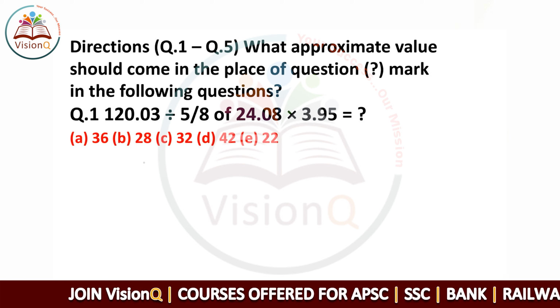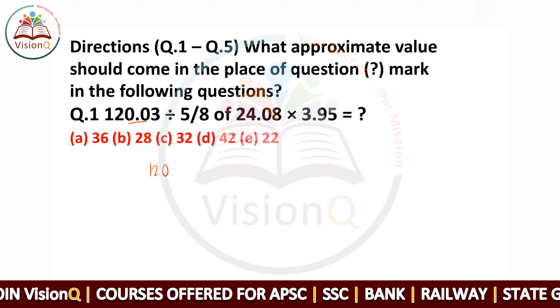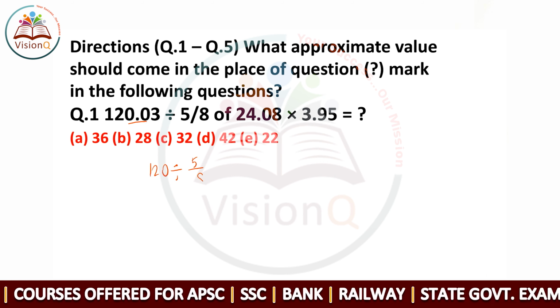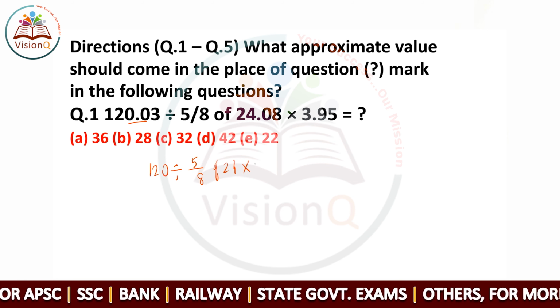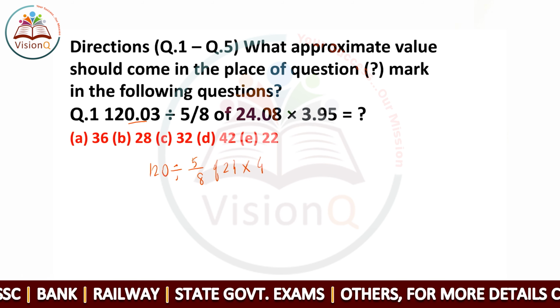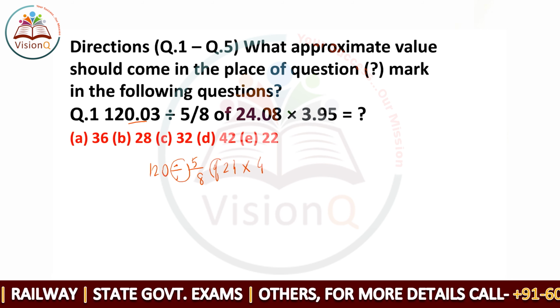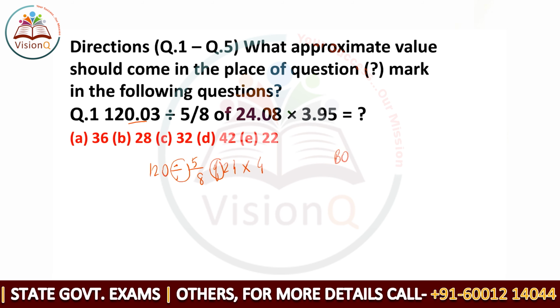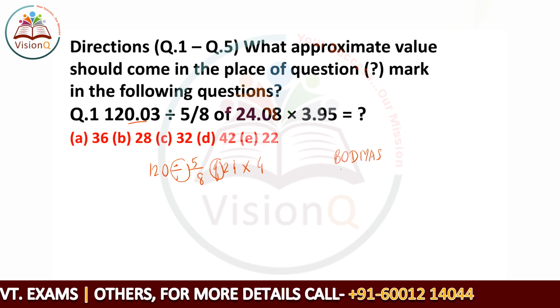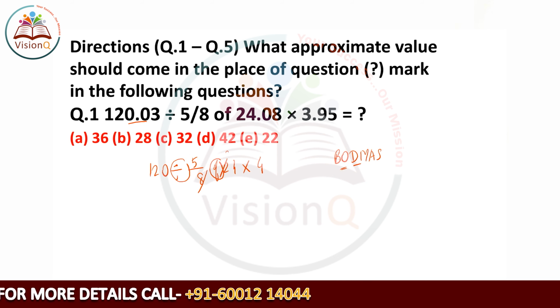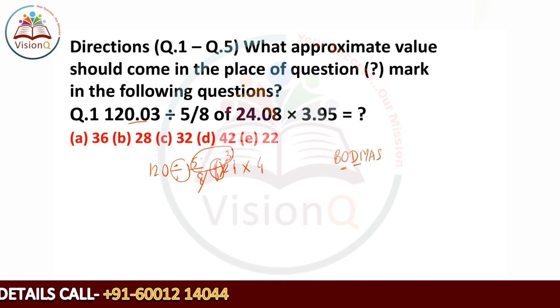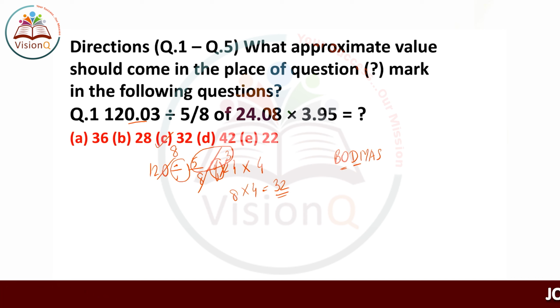The first question: 120.03 can be taken as 120, divided by 5 by 8 of 24.08, which can be taken as 24, into 3.95, which is 4. Out of division and of, I have to first do the of because I have to follow the BODMAS rule. First of, then division. So 5 by 8 of 24: if I cancel by 8, it becomes 5 into 3 is 15. And if I divide 120 by 15, we know 15 into 8 is 120. So 8 into 4 becomes 32. The correct answer is option number C, which is 32.